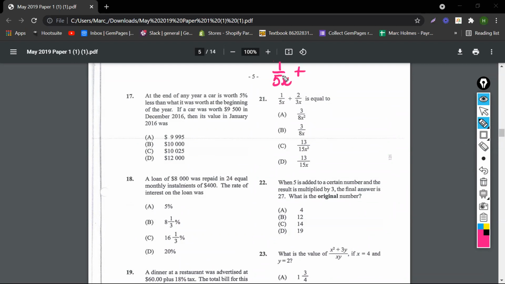And this, guys, is a question that tends to repeat. So please remember this question still. Man, I've seen this question on so many papers. So 1/5x over 2/3x is equal to.